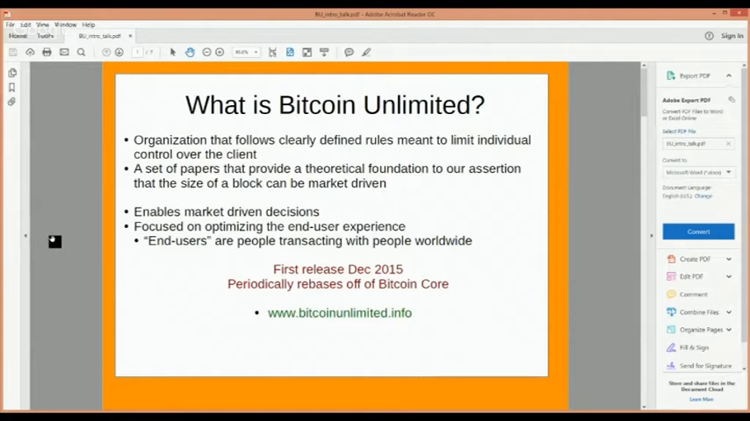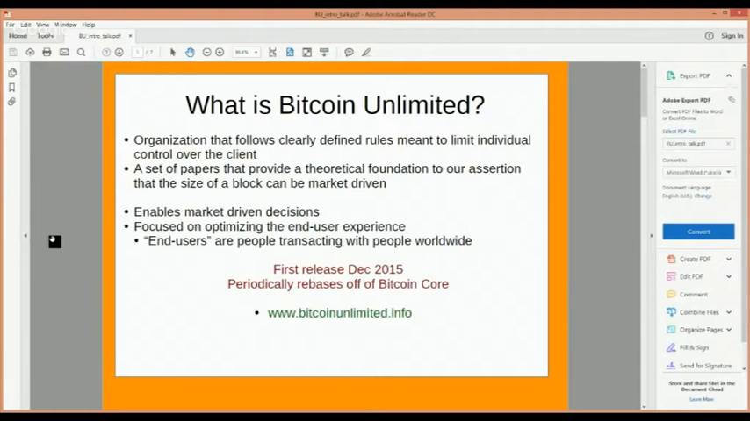And Bitcoin Unlimited runs via a voting system. You become a member, you can vote on proposals, and the only way changes are made to the client is through these different proposals. We also wrote a set of papers that provide a theoretical foundation for our core assertion that the size of a block could be market driven.